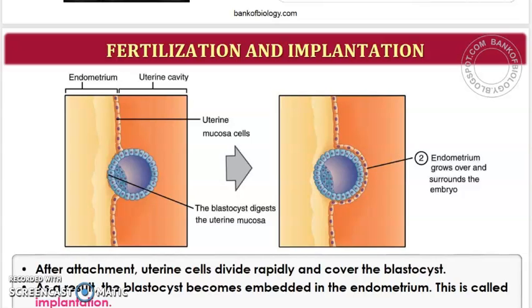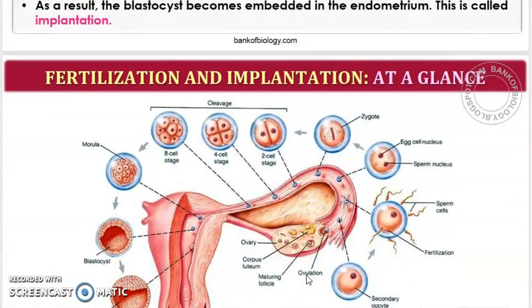and then by day 6 it will form the trophoblast, and then by day 8 it attaches to the endometrium. So within 8 to 9 days, this implantation process will be finished in the uterus. Okay, understood it, children? Now let us move on to the next part, that is pregnancy and embryonic development.